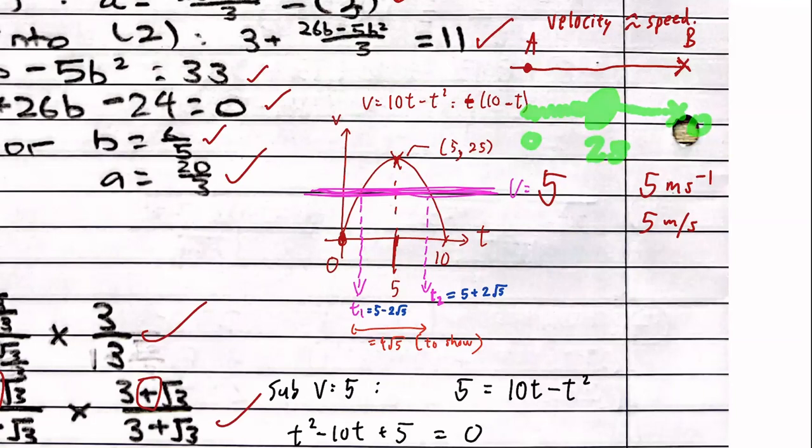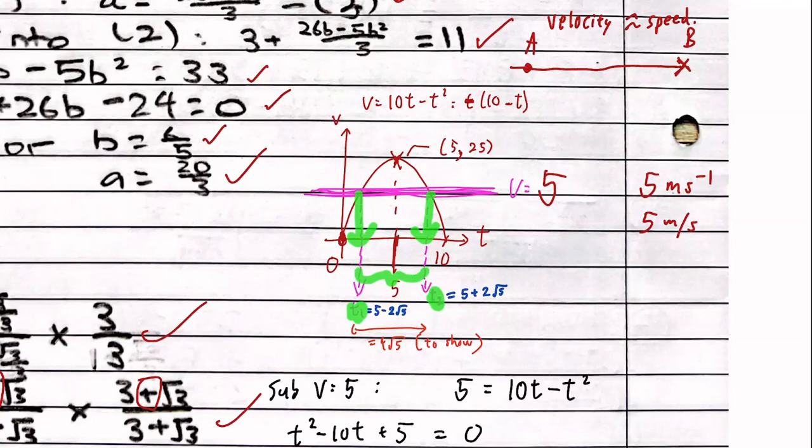Does it make sense? Okay. Can you imagine you step on an accelerator, you zoom very fast until the maximum speed in the middle, and then after that, you start to step on the brake and you slow down. The question here is asking you, there's a certain speed here. As it speeds up and then slows down, there's a certain speed, which is 5. If it speeds up and as it steps on the brake, you also reach a certain speed 5. So what they want you to show is that the duration between these two 5 meters per second is 4 root 5. So that must mean that we must find the distance between these two t values.